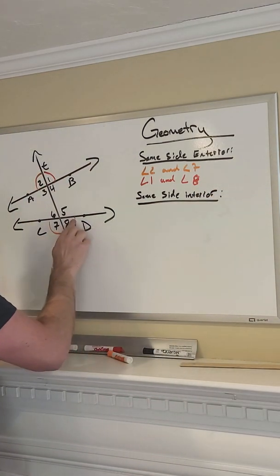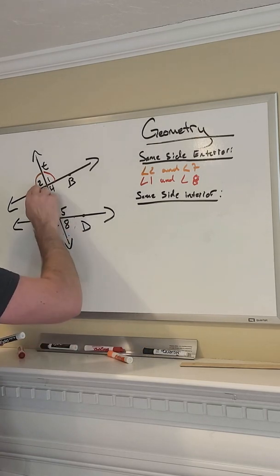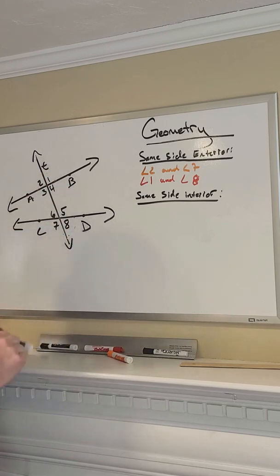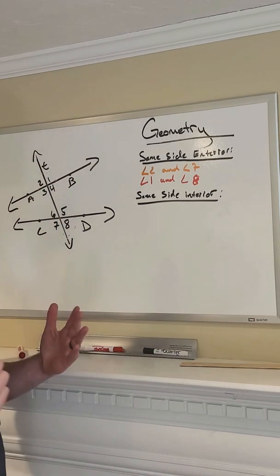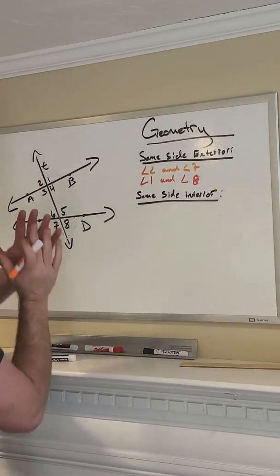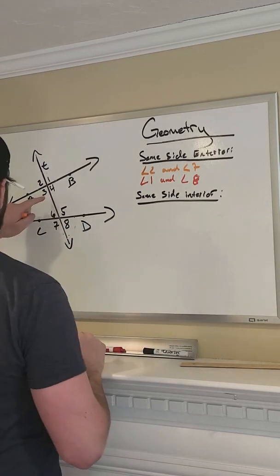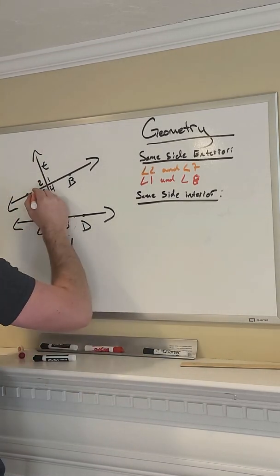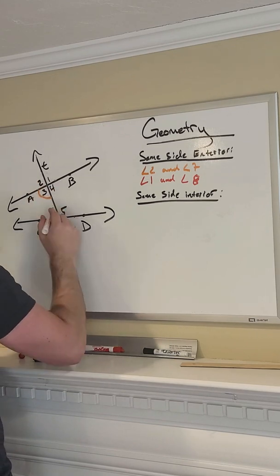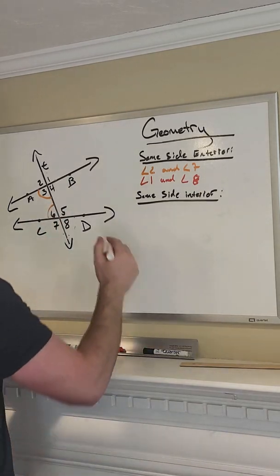And I'm just going to get rid of these marks so we don't get confused. All right. So, same side interior. We're still looking at the same side of the transversal, but we're looking on the inside now. So same side interior. Let's start on the left side. Angle 3 and angle 6. They are on the same side of the transversal and they are on the interior.